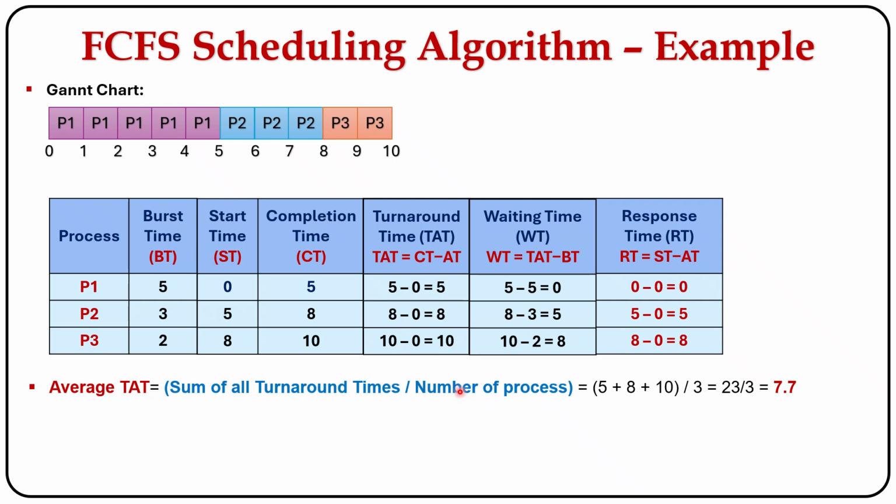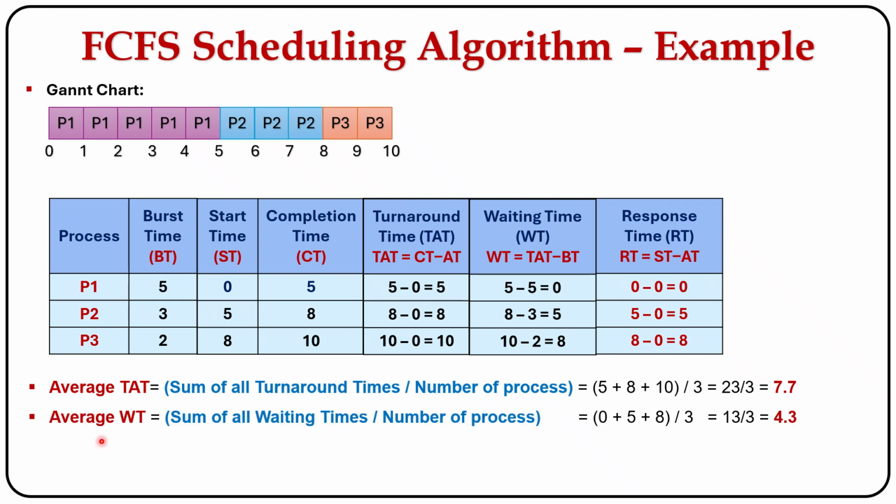So by substituting it in the formula, we get 5 plus 8 plus 10 divided by 3, which is equivalent to 23 divided by 3, and finally we get the average turnaround time as 7.7. Next, we can calculate average waiting time using the formula sum of all waiting times divided by number of processes.